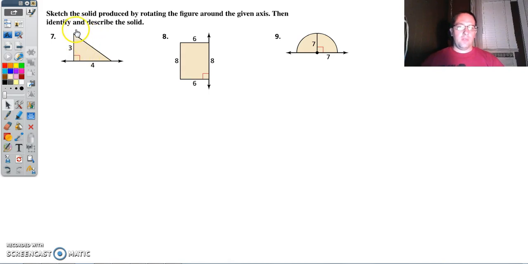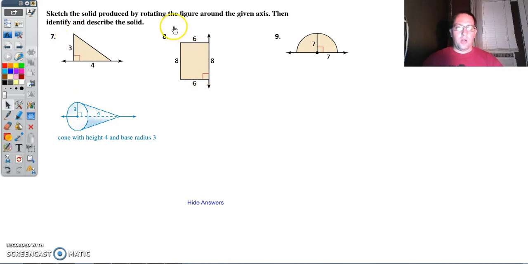Number 7, we're going to take this triangle, we're going to spin it around right here, and we get a cone. The height of the cone is right here, from the base to the apex. So that is the 4 units there. The radius of the cone is the height of this triangle.